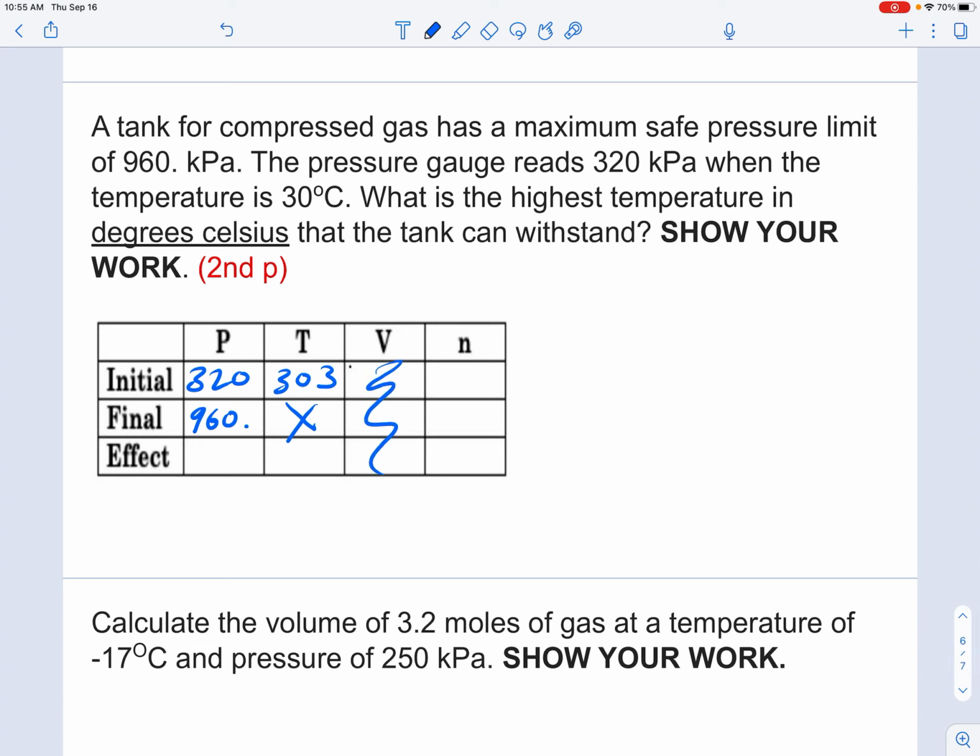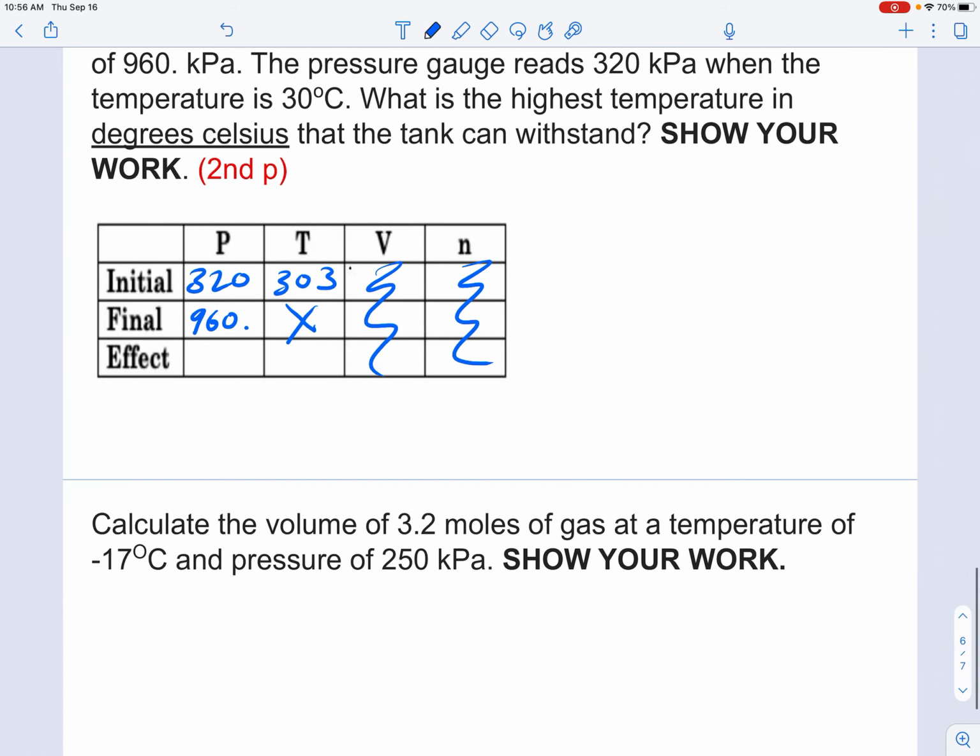So volume is not changing because it's going to explode before it gets bigger, and then the amount of gas is not changing. Look at pressure. Pressure is going up. What is going to happen to temperature is also going to go up. So the question is saying, what is the temperature going to be when that pressure goes up to 960? So we're going to create an improper fraction, 960 over 320. It's improper because we want to see how much the temperature is going to go up, not go down.